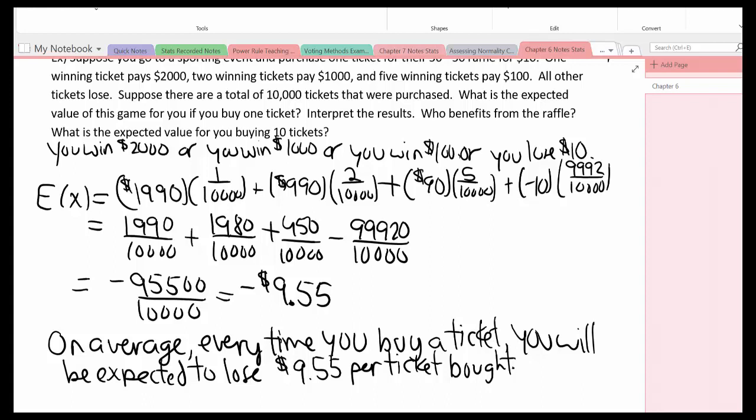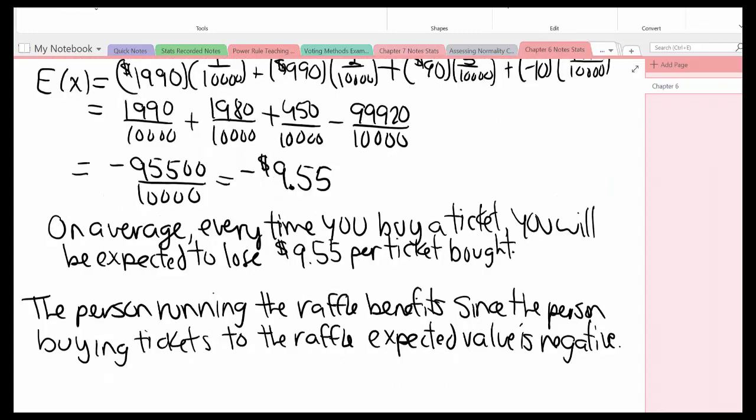Okay, so who benefits from the raffle? Well, obviously the person buying the ticket has a negative expected value, so it means the person running this raffle is the person that benefits. So let me write that out now. So the person running the raffle benefits since the expected value for the person buying the tickets to the raffle is negative.